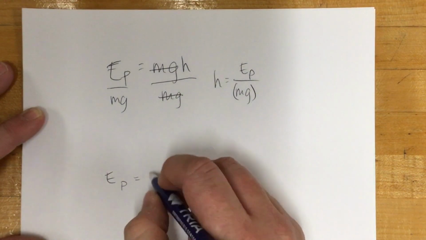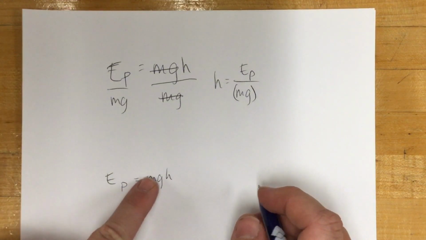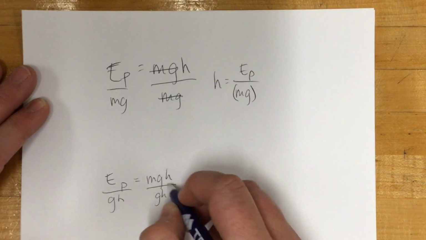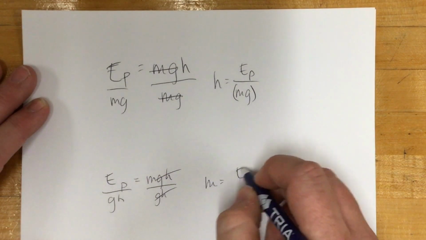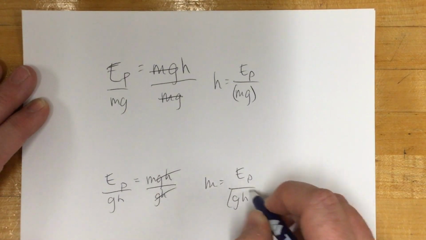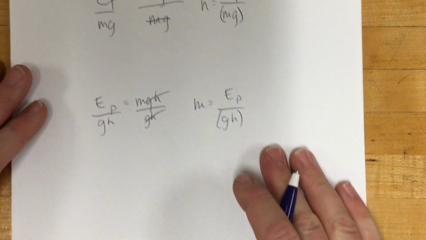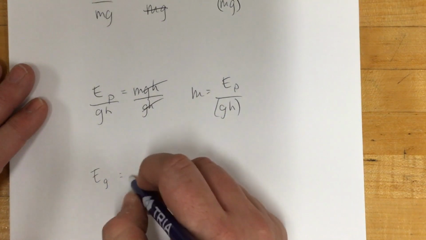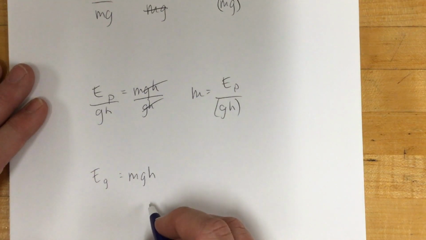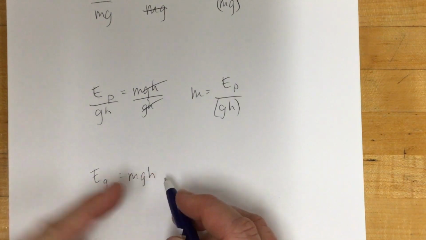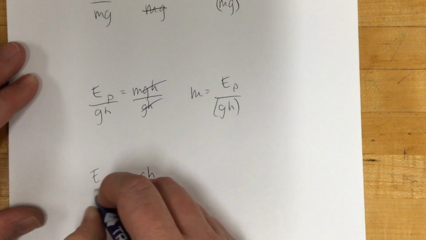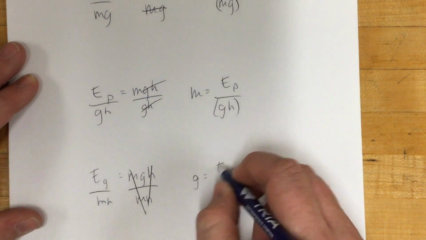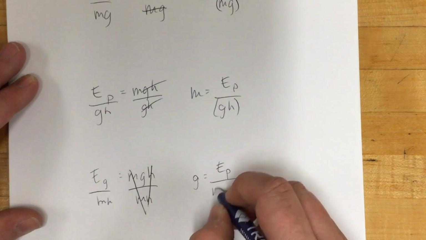If I want to solve for mass, I would cover up mass and then divide by g and h. The g and h cancel out, so I would have mass equals potential energy divided by g and h. Again, I would make sure those are in parentheses when I calculate them. And if I had to solve for gravity, if you happen to be on another planet, you're still using mass times gravity times height. If you cover up the g, you're left with m and h, so you would divide by m and h. The m's cancel out, the h's cancel out, and you'd be left with g equals potential energy over m and h.